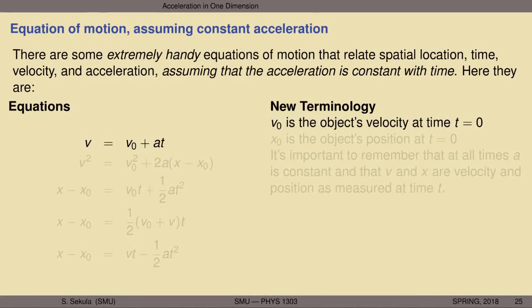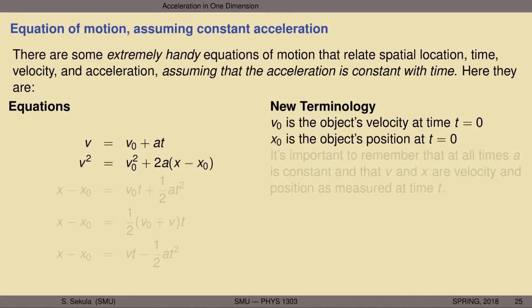The new terminology introduced in this equation is the v with a subscript zero, which merely refers to the object's velocity at time t equals zero. And you can see that, for instance, if we set t explicitly to zero in this equation, then v is equal to v with a subscript zero.